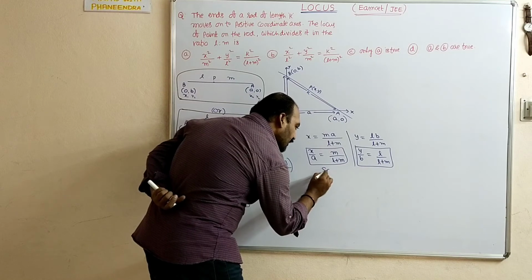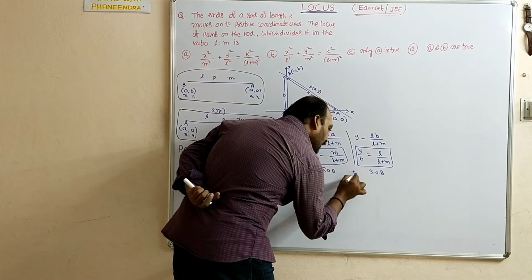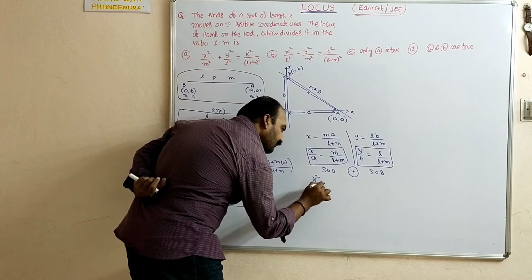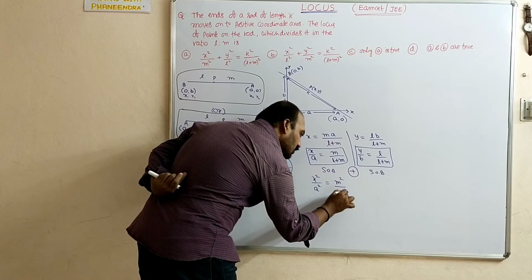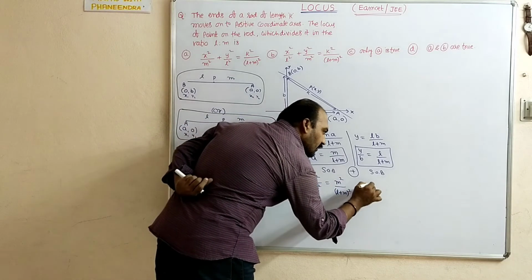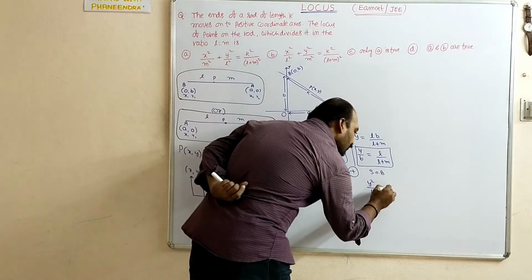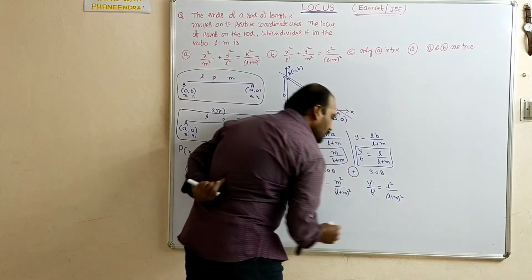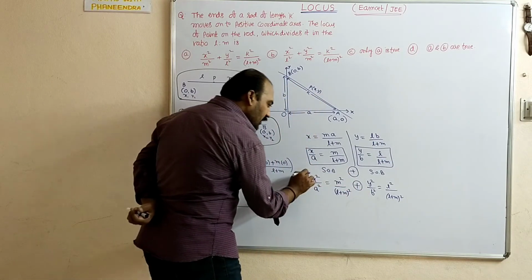Squaring on both sides, here also squaring on both sides, and then add. So x square by a square is equal to m square by (L plus m) whole square. Here y square by b square is equal to L square by (L plus m) whole square. Now we are adding these two equations.